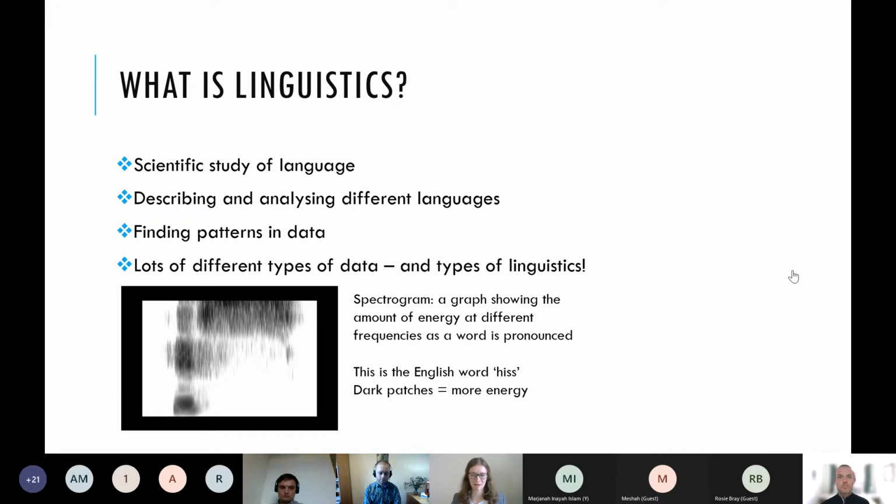So that's what we call phonetic data. It's about the sounds. It's really quite close to physics. So that might appeal to you if you have a somewhat scientific outlook. But at the other end of things, linguistics can be much more like a humanities subject. Let's move on.